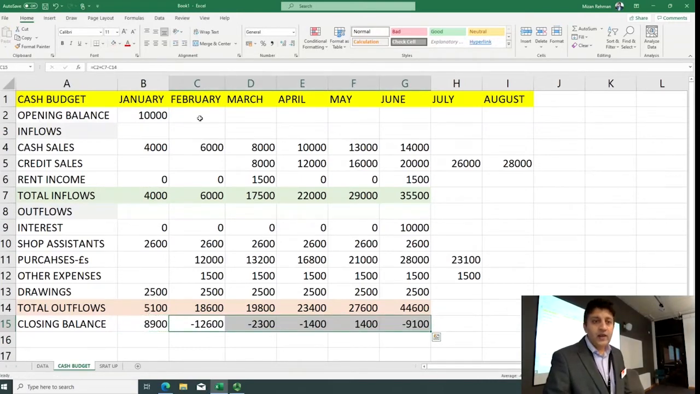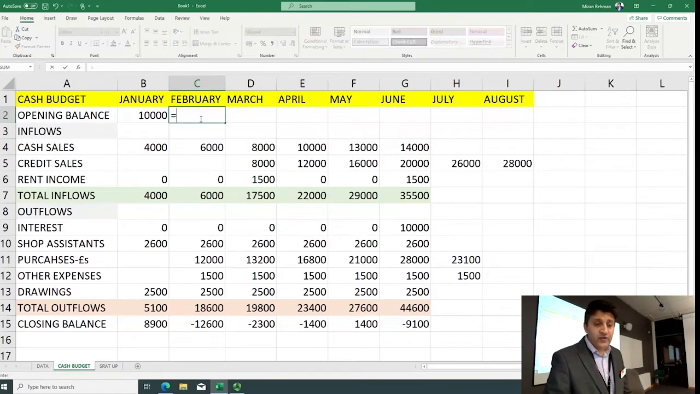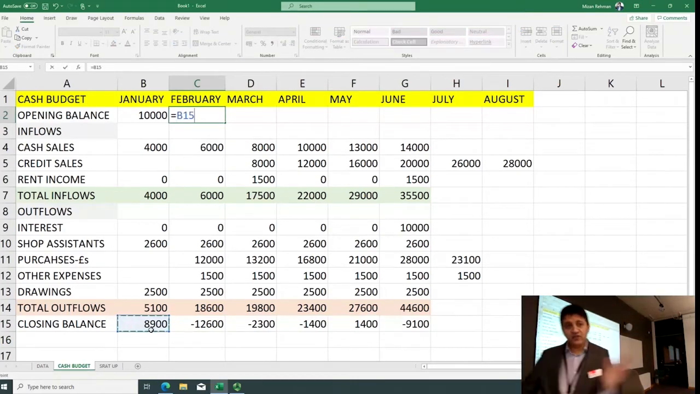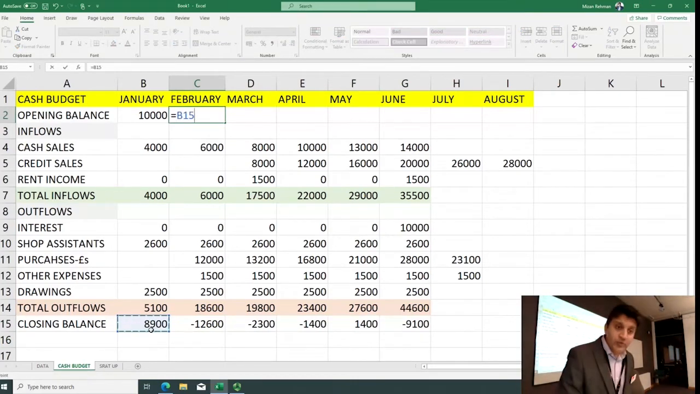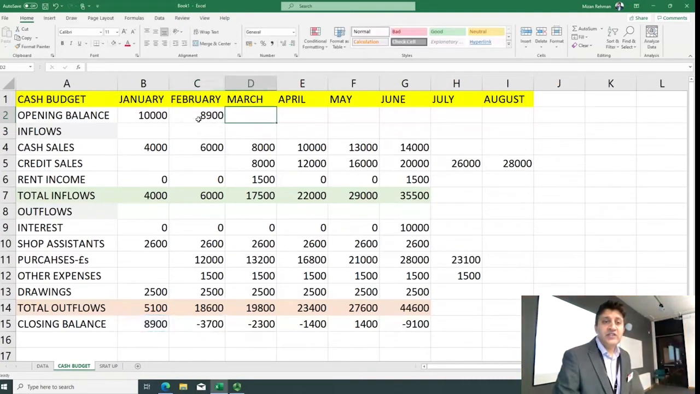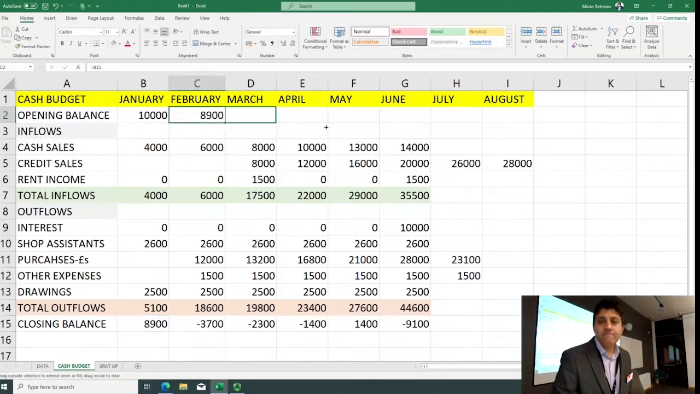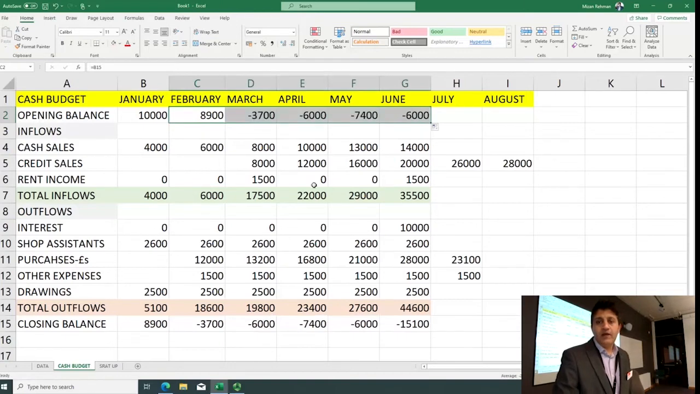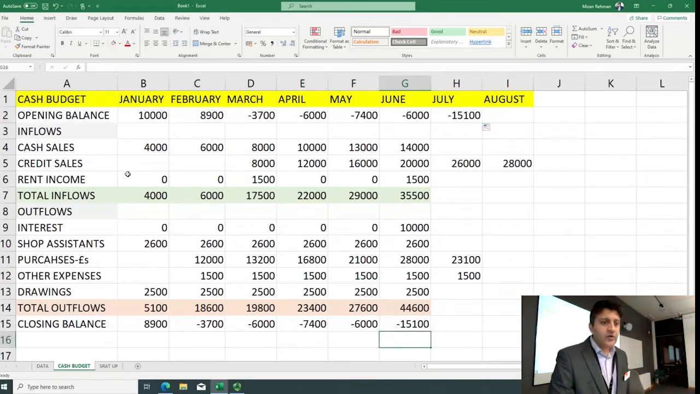Now I can input my opening balances for the rest of the month. So the previous month's closing is the opening for the next. And you can actually have negative. So that's my cash budget completed.